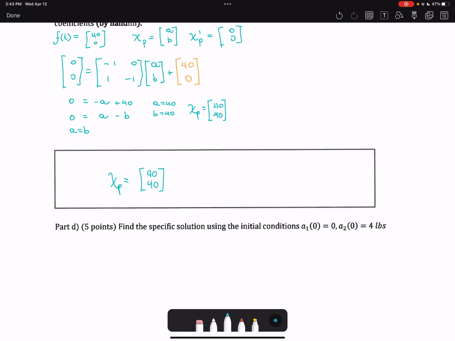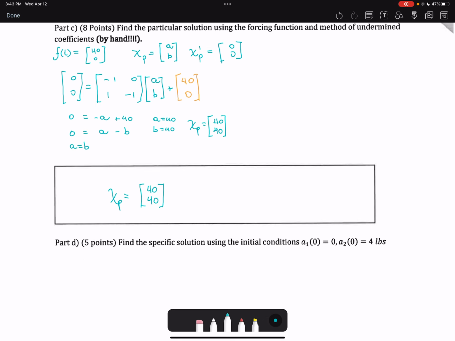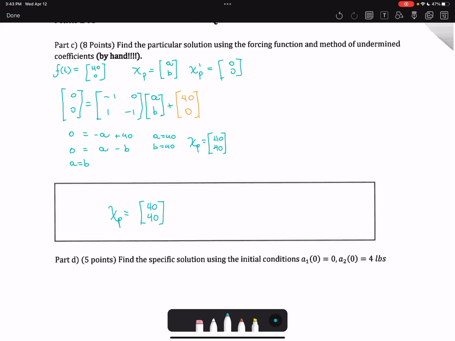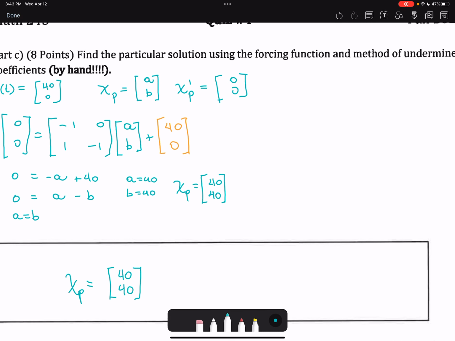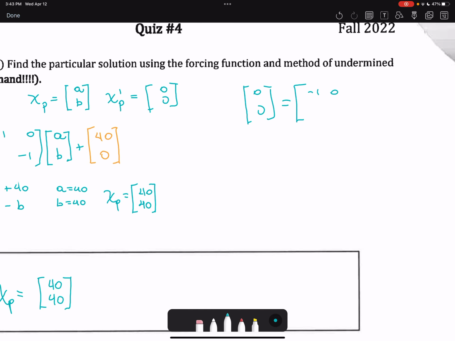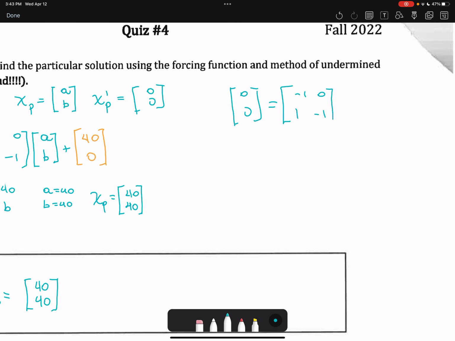So now I'll show you later how to check the particular solution, which is similar to how we checked the complementary solution. Or actually, we could do it by hand, this one. So to check the particular solution, let's say we take the derivative of that. Well, that's going to be 0, 0. And I want that to be equal to -1, 0, 1, -1 times A, which is 40, 40, plus 40, 0. And I want 0, 0 on both sides because we have 0 on the left.